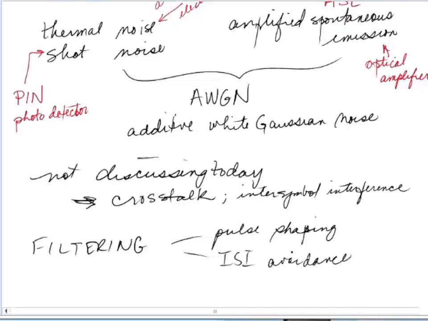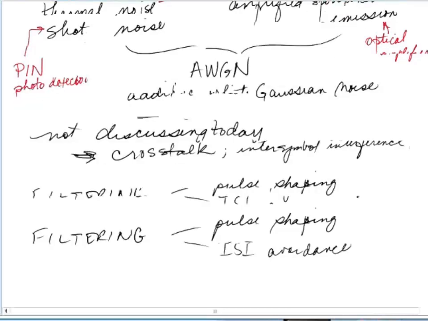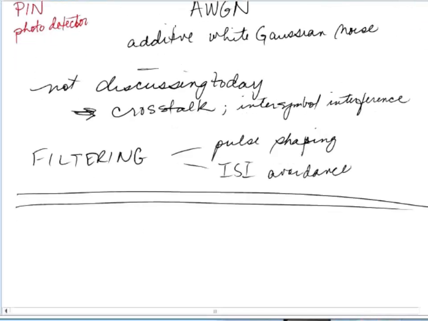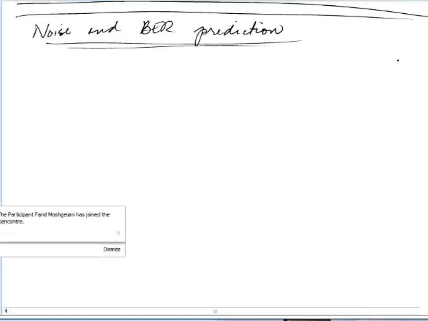Then I'd like to go ahead and start now with the first half of the topics for this week, which is dealing with noise and BER prediction. And of course, I said that the noise source that we're going to use is additive white Gaussian noise, which is going to make our BER calculation feasible, the theory for this being relatively straightforward to apply.